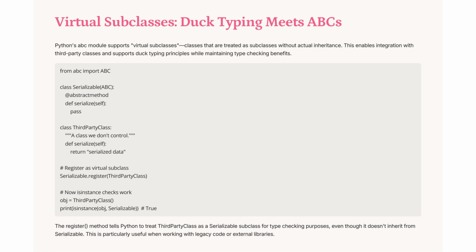Python's ABC module allows virtual subclasses, enabling third-party classes to be treated as subclasses without direct inheritance. By registering a class like ThirdPartyClass as a virtual subclass of Serializable, isinstance checks confirm its compliance. This approach supports duck typing while maintaining type checking benefits, especially useful for integrating legacy code or external libraries.